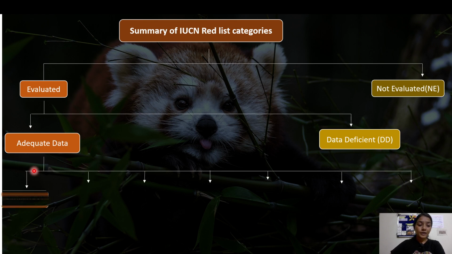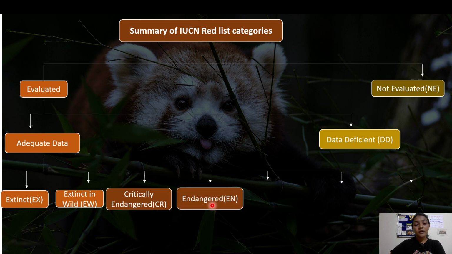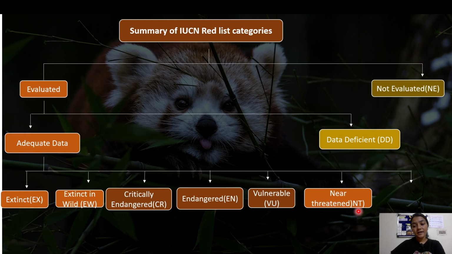So adequate data has the following categories: extinct EX, extinct in wild EW, critically endangered CR, endangered EN, vulnerable VU, near threatened NT, and least concern LC. Now see, that which is extinct, we cannot do anything for that. Extinct are basically all the species that are no more there in the world, may it be animals or plants. Second category is extinct in wild, which means that these organisms do not exist in the wild anymore. You cannot see them in the forest or anywhere, but they are there. They are present in the domestic environment because people are taking care of them or growing them around their houses or keeping them as pets, but they are not there in the wild.